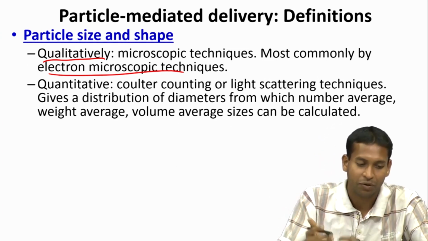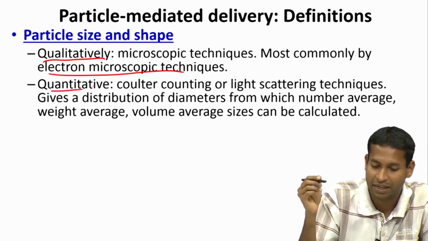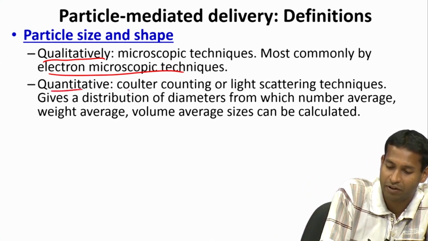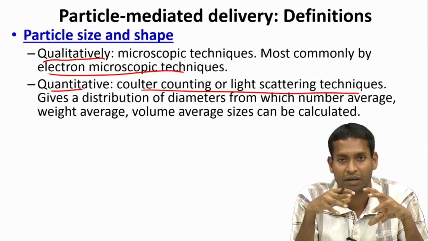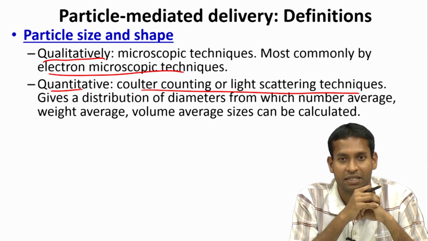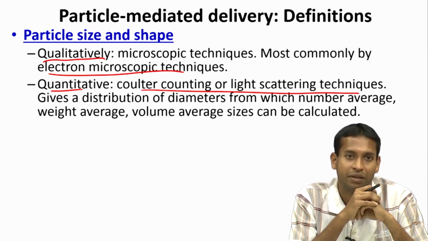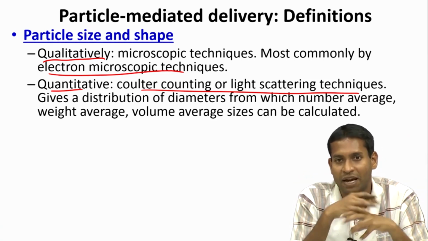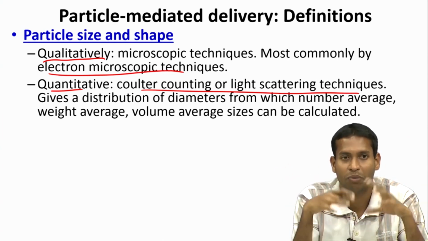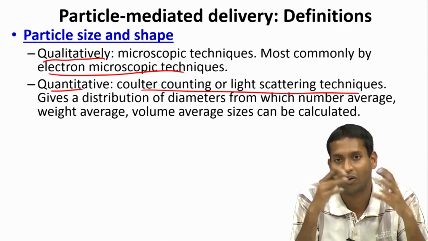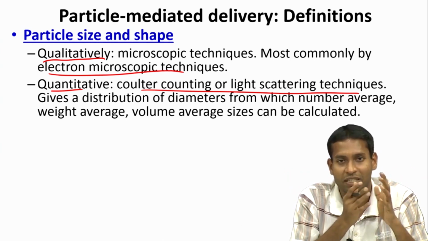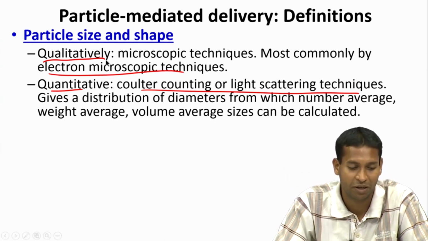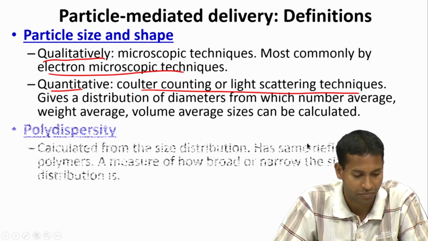And then you can do this quantitatively. There are several techniques, such as Coulter counting or light scattering techniques that scatter light, and you can get an estimate of the size that is scattering it. You can get a distribution of what sort of diameters are present in the whole population, since maybe not all particles are similarly sized. All of these can be used to get an estimate of the particle size and shape.